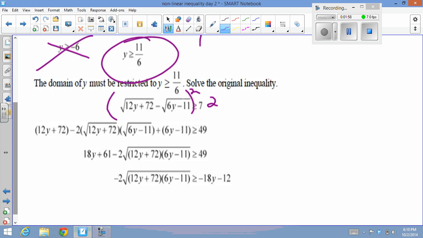And then I'm going to move the 18y and the 61 to the other side. So now I have that product, and since I'm multiplying those two radicals, I can put those two quantities under the same radical and just leave it as the product inside the radical sign. And then we're going to keep going because there's not enough room on this page.